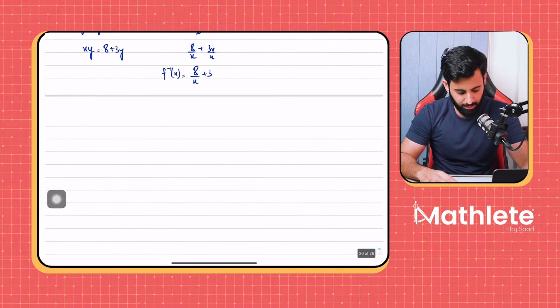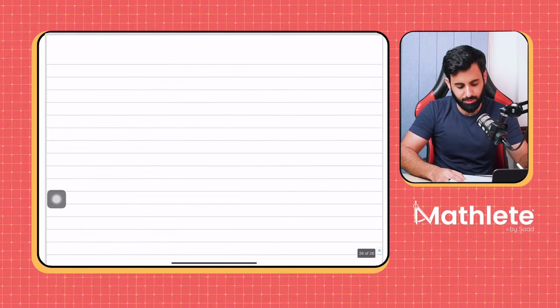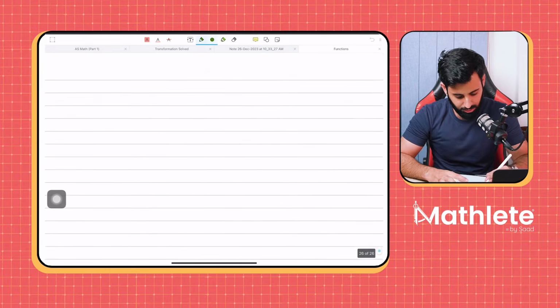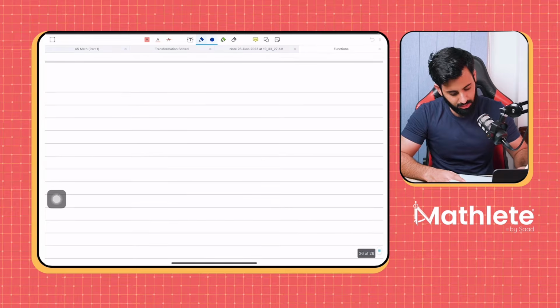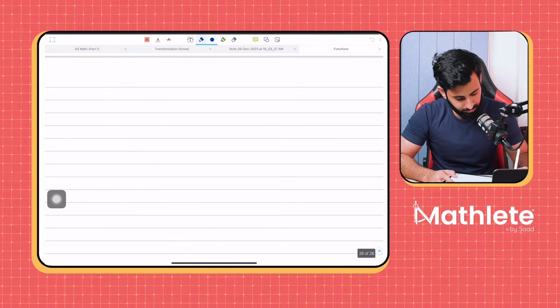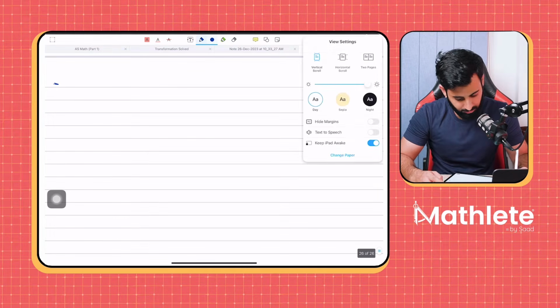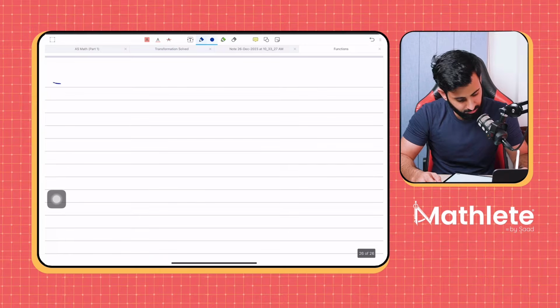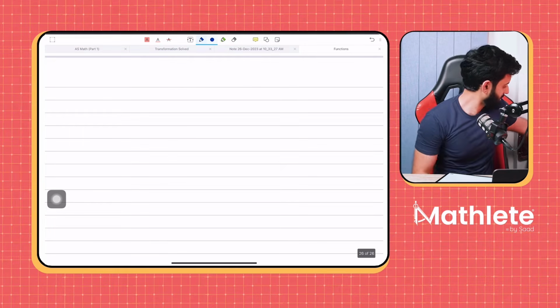So like I said, we are doing transformation of functions.